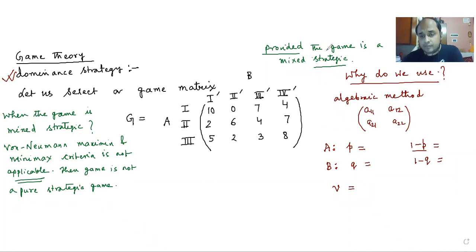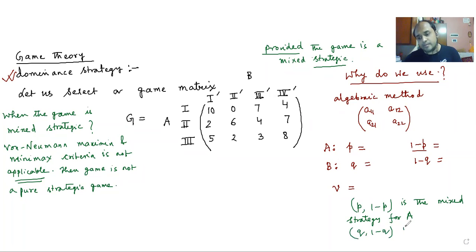Then we try to find the mixed strategy of the game, and I've shown you that if the matrix is of order 2 by 2, then we can apply an algebraic process to find the probabilities associated with player A and player B, where these probabilities are called the mixed strategies. So p and 1 minus p is the mixed strategy for player A, and q and 1 minus q is the mixed strategy of player B.